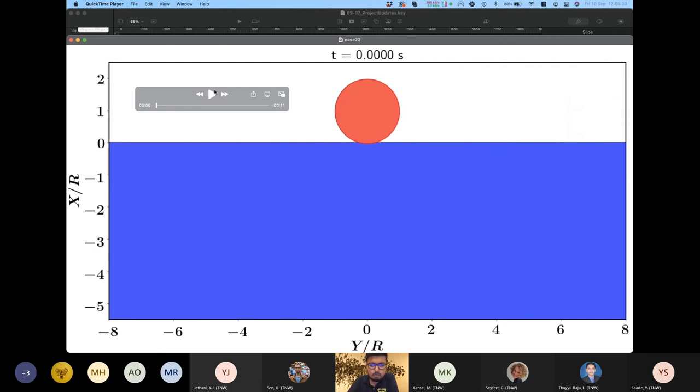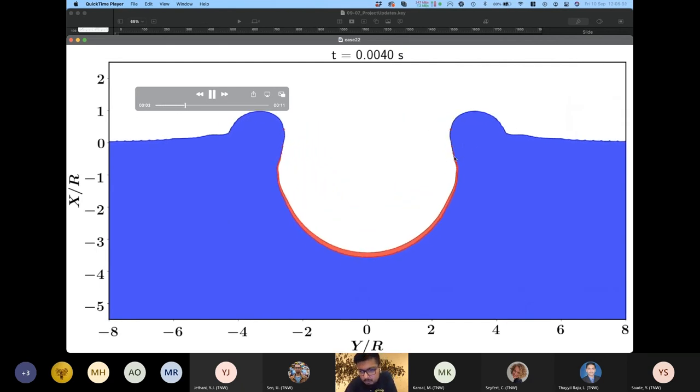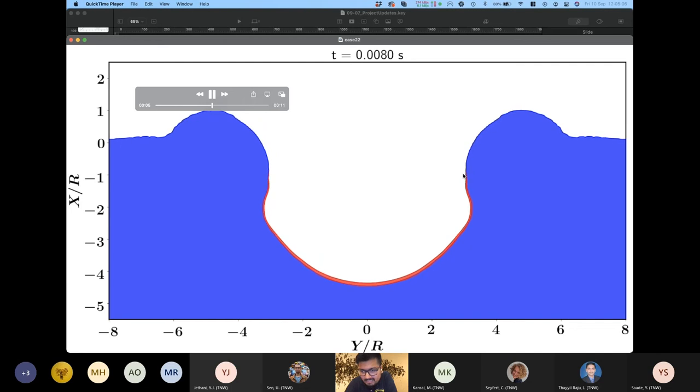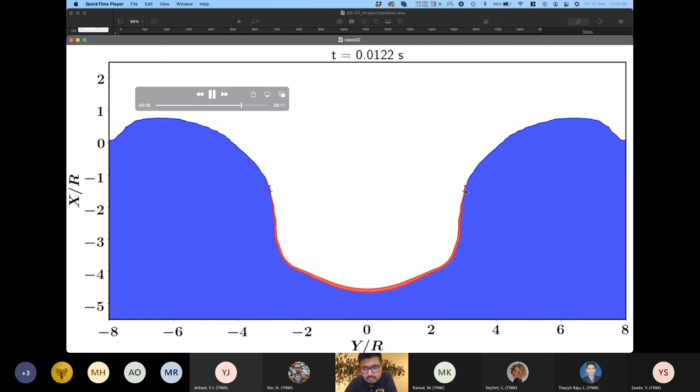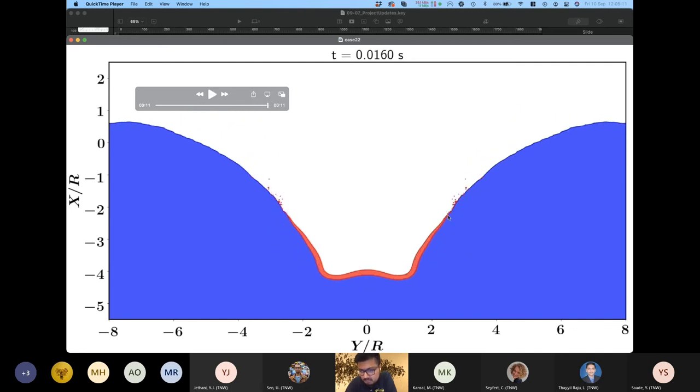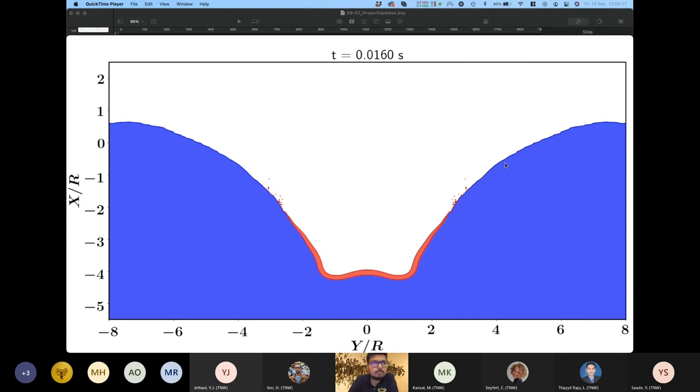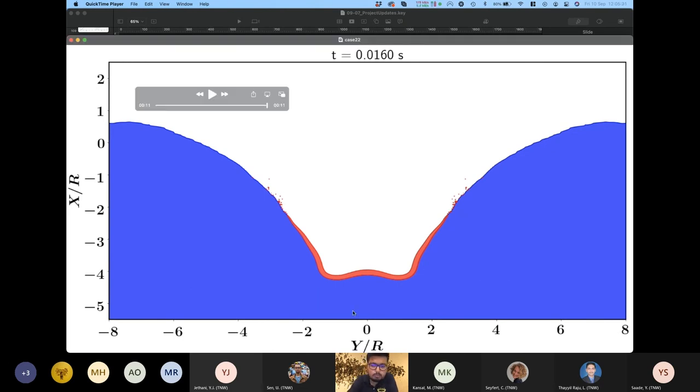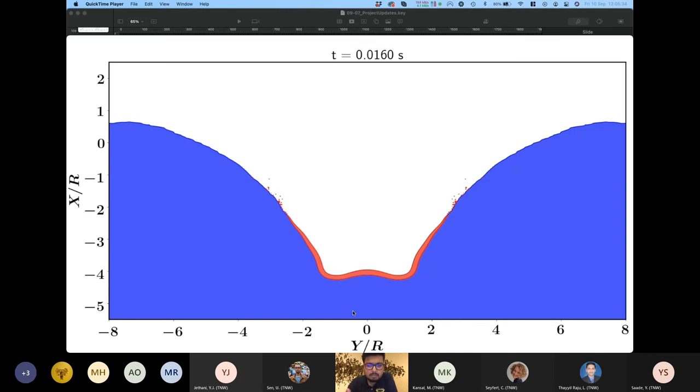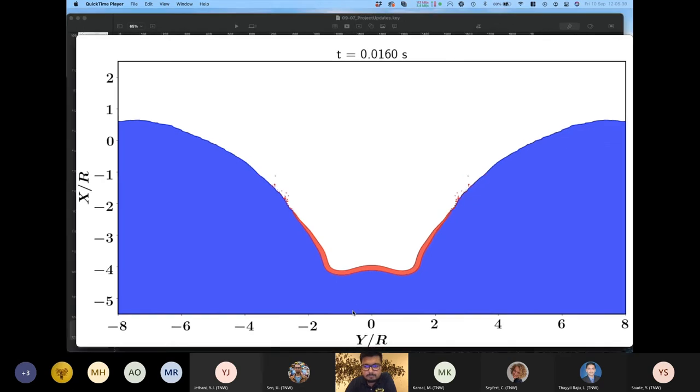But this is the more commonly used model, and what you will see now is a very high curvature for the red, like say the oil drop. And then you see these tiny droplets that are shed at the contact line because we don't have the correct contact line model, so to speak, because one of them is infinite. So you have that infinite curvature, and that leads to these issues. So this is one of the main reasons why I had to switch to a newer model that leverages a precursor film rather than using the more conventional three-phase models.